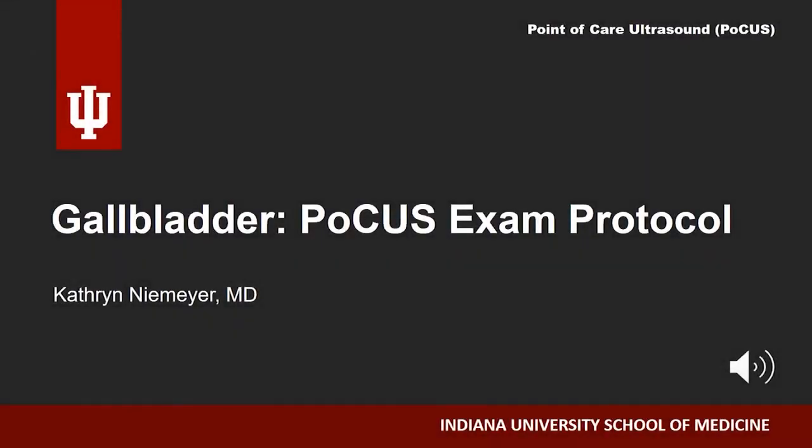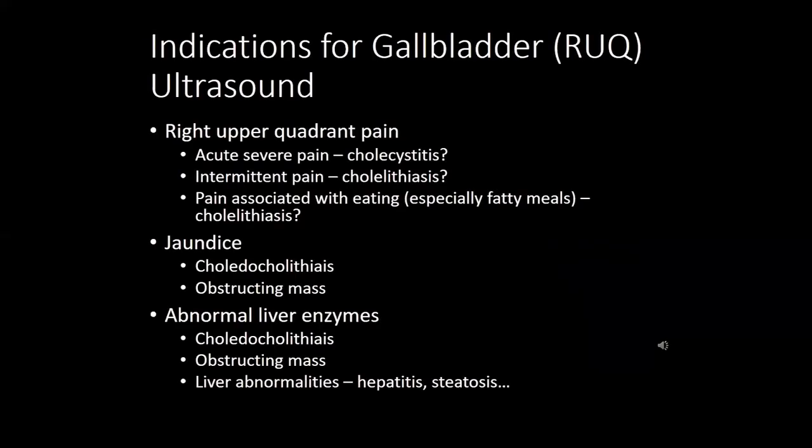This gallbladder lecture will discuss the point-of-care ultrasound exam protocol. So let's talk about indications for gallbladder ultrasound. Most commonly, you'll do this for right upper quadrant pain. Acute severe pain is suggestive of acute cholecystitis. With cholelithiasis, you may see intermittent pain or pain associated with eating.